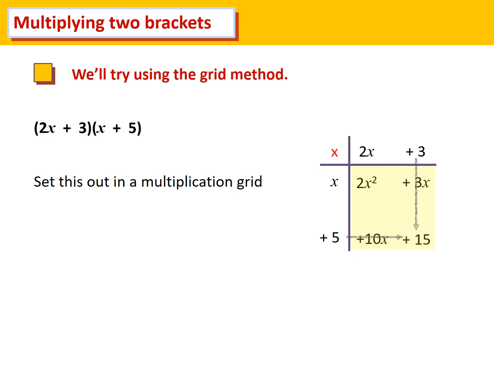So when we put the 4 terms together, this is what we get. 2x squared. We then put the x terms together. 10x plus 3x is obviously plus 13x. And finally, plus 15 at the end. So 2x plus 3 in brackets multiplied by x plus 5 in brackets gives us 2x squared plus 13x plus 15.